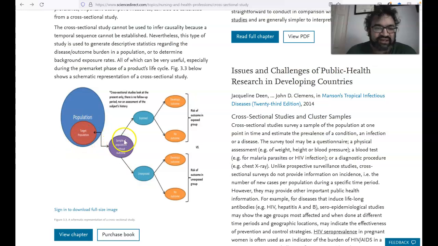Target population, sample population without the outcome. So exposed versus unexposed, and then develops outcome, no outcome. So this is how you generate the design for a cross-sectional study. And you can go over that.